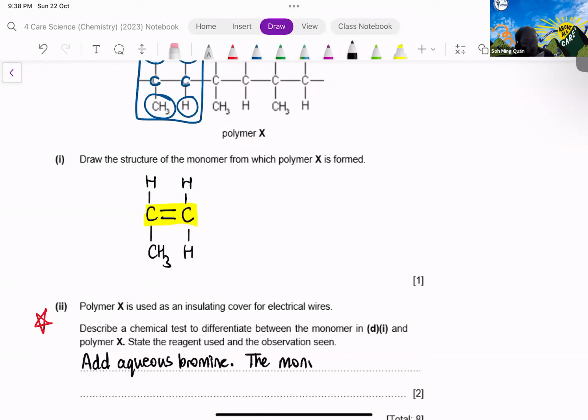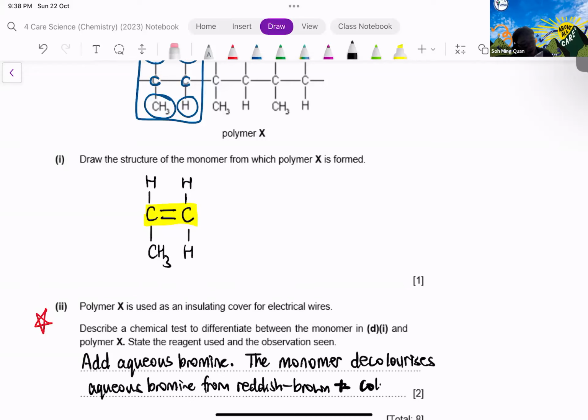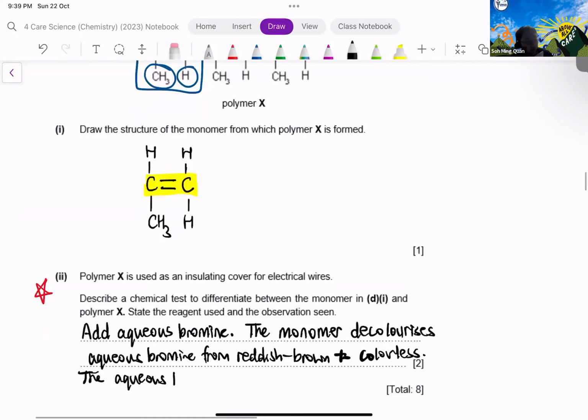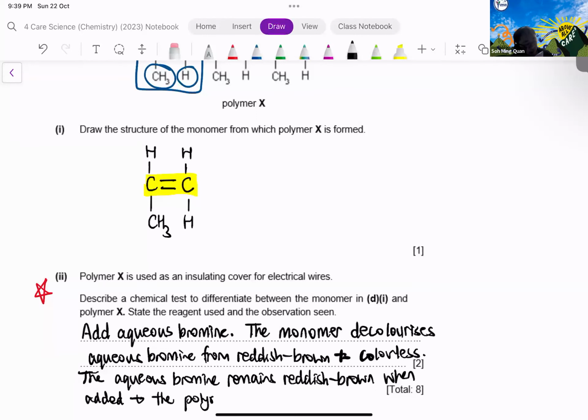The monomer decolorizes aqueous bromine from reddish brown to colorless. The aqueous bromine remains reddish brown when added to the polymer. Now, instead of saying no visible change, which is still okay, it might be better to say it remains reddish brown. Okay? So these are the answers for the questions.